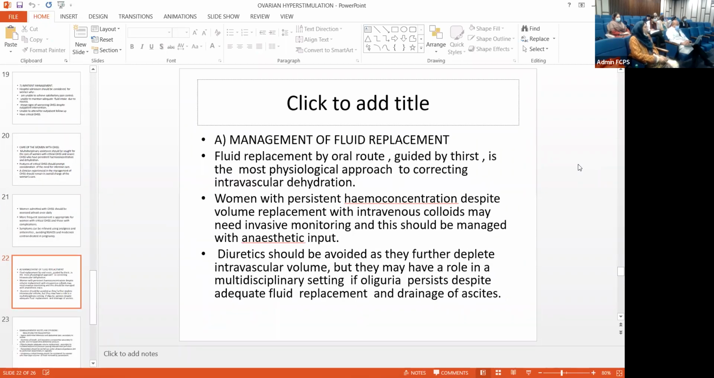Management of fluid replacement. Fluid replacement by the oral route, guided by thirst, is the most physiological approach to correct the intravascular dehydration. Women with persistent hemoconcentration despite volume replacement with intravenous colloids may need invasive monitoring, and this should be managed with anesthetic input. Diuretics should be avoided as they further deplete the intravascular volume, but they may have a role in the multidisciplinary setting if the oliguria persists despite adequate fluid replacement and drainage of the ascites.